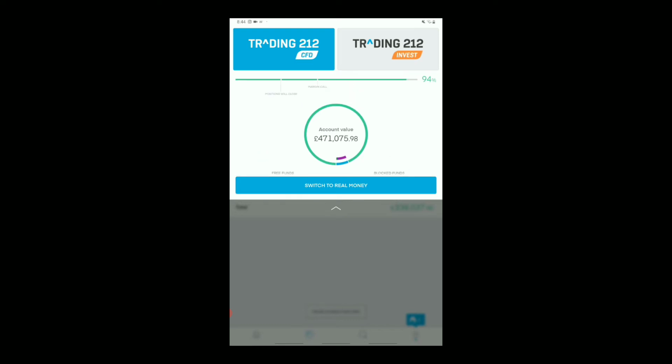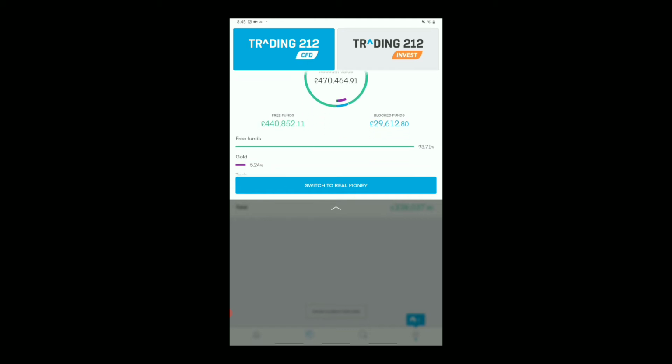But there we go. So we can see here margin call. This is where your funds run out basically, and you have to apply more funds for the position to stay open. And if it goes all the way down to something like, I think it's 29% or maybe a little bit lower, positions will close, which means you will not be in the investment anymore.